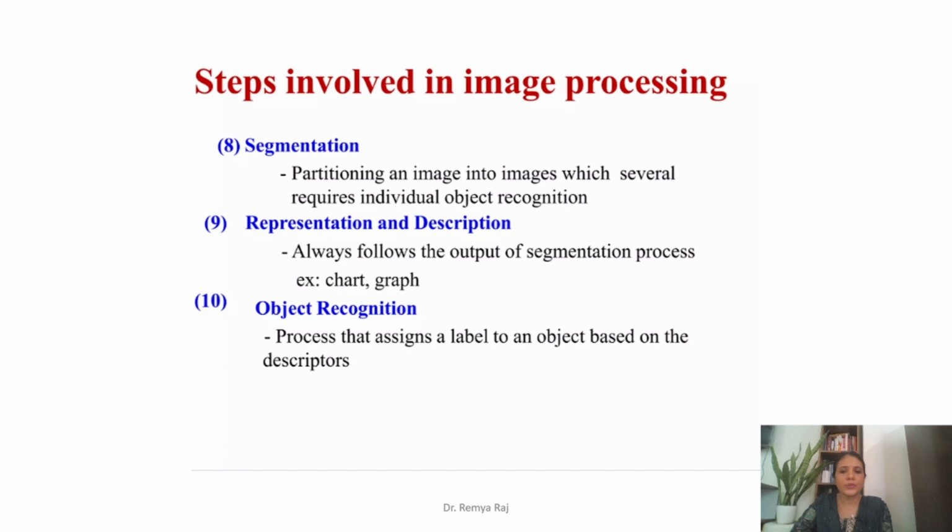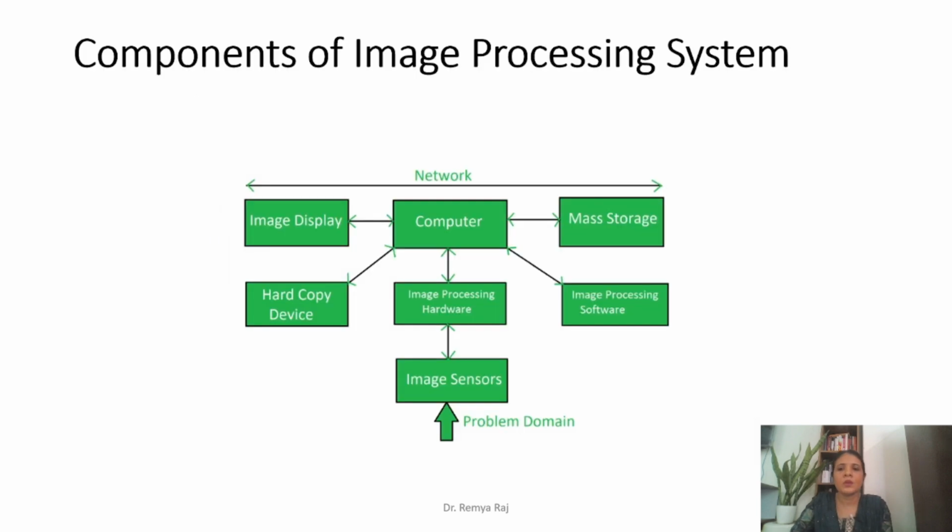Then representation and description, which always follow the output of the segmentation process. The output of the segmentation will be given in the form of a chart or a graph. That is the representation of the particular output. And object recognition is the processing that assigns a label to an object based on the descriptors. That is called object recognition.